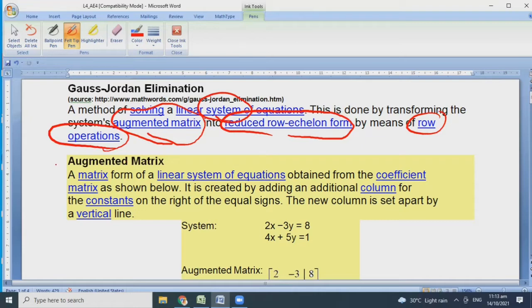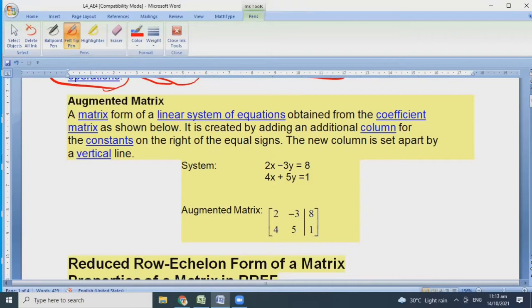First, augmented matrix. An augmented matrix is a matrix form of a linear system of equations obtained from the coefficient matrix as shown below. It is created by adding an additional column for the constants on the right of the equal signs. The new column is set apart by a vertical line. So given a system of two equations, the augmented matrix of this, a matrix is an array of numbers in rows and columns. Okay? So the numbers inside a matrix are called entries.